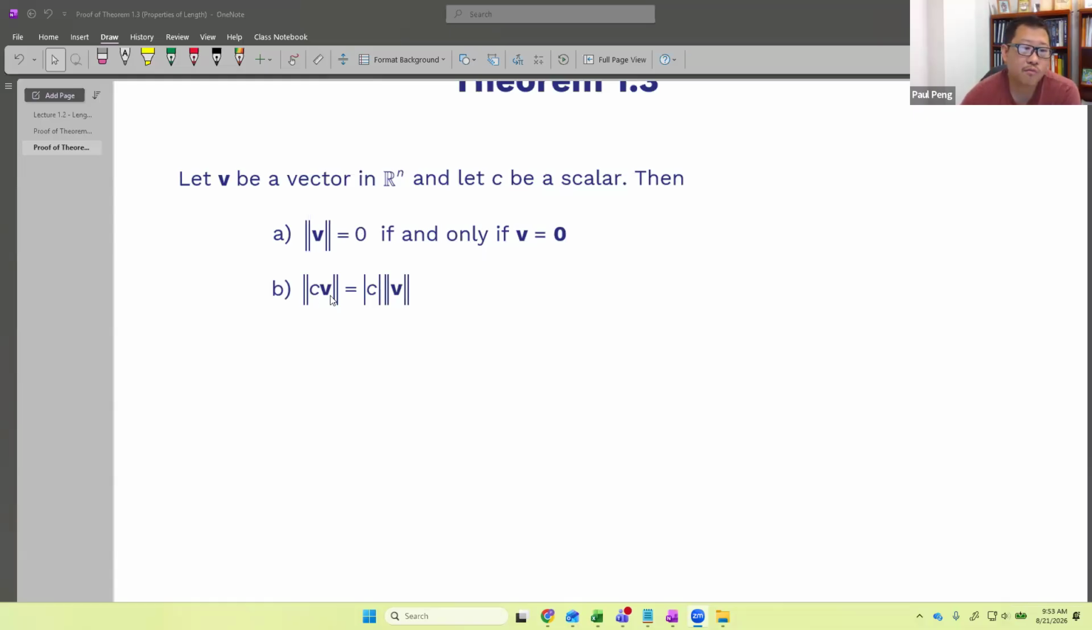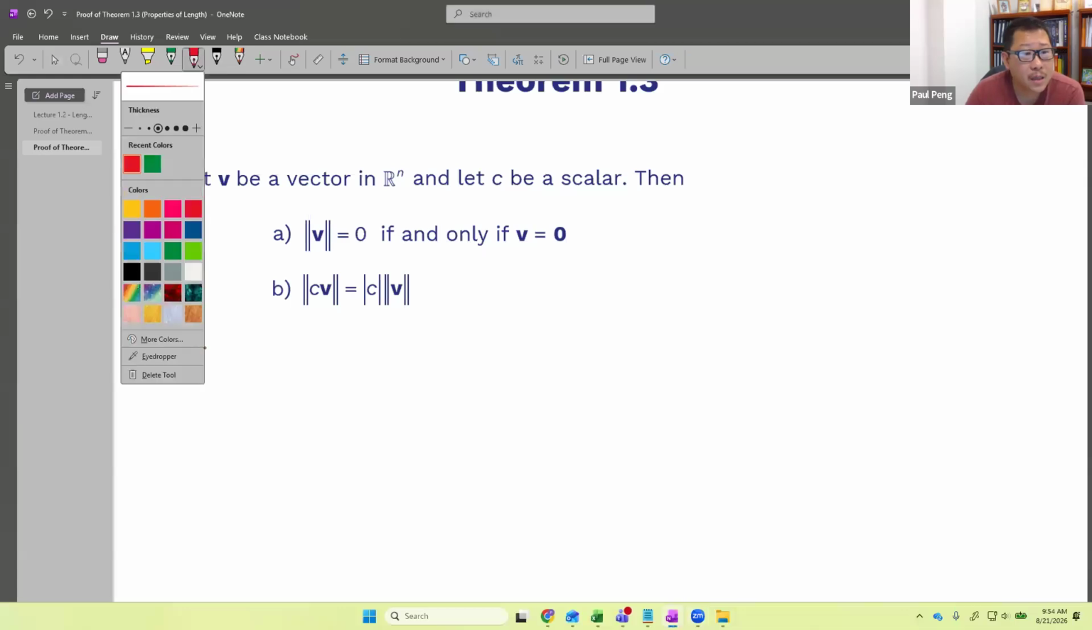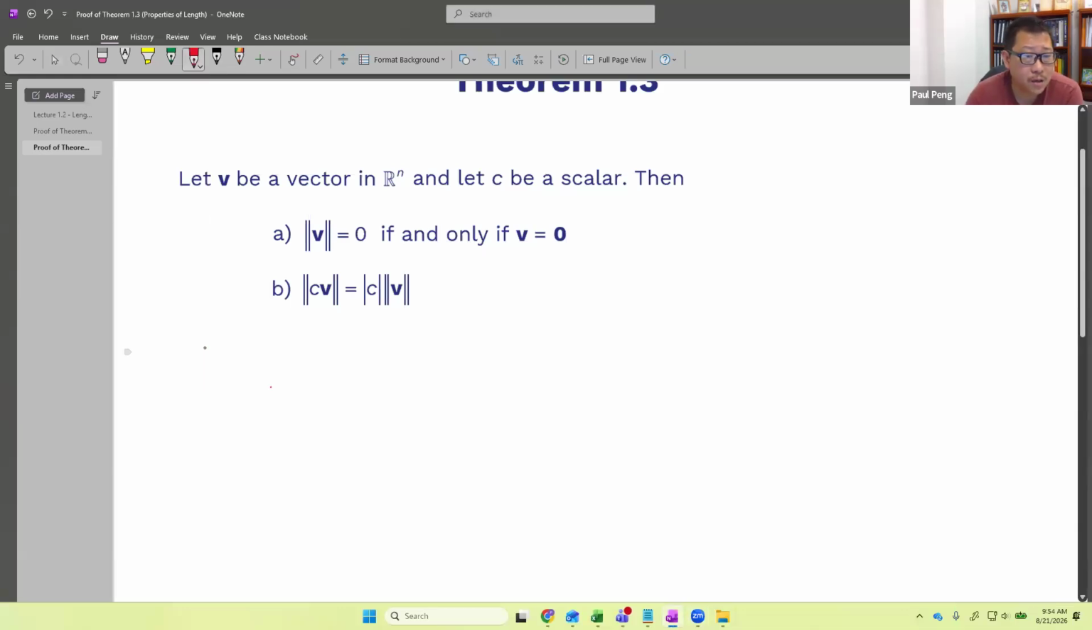The second is scalar multiples. The scalar multiple can factor out, but we have to put the absolute value. Why do we need the absolute value? Because sometimes c is a negative number, but length is always positive. That's why we have to put the absolute value. Let's see exactly why it is true.